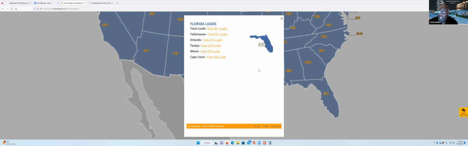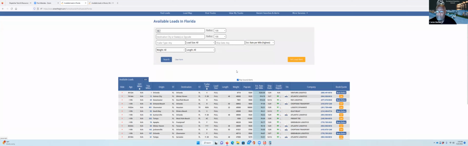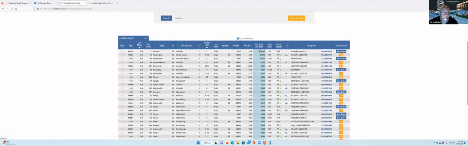Okay? But since Florida is dependent on its provider set their own loads, those loads usually run what? Daily. Daily, yeah. That's why I like Florida. Though Florida has loads that continuously seem to run daily, you know, most of the time. And a lot of them are going to be short-run loads.